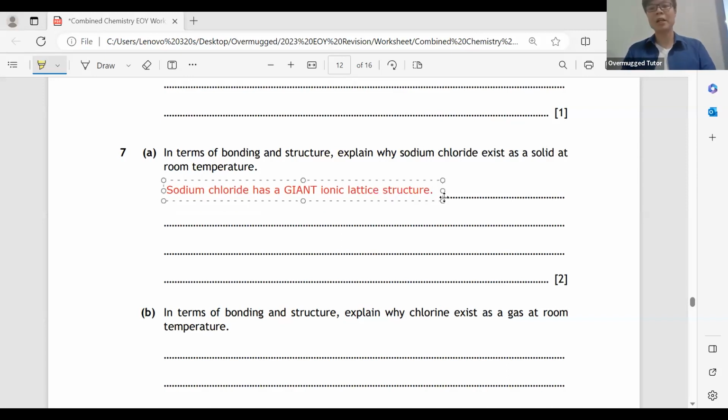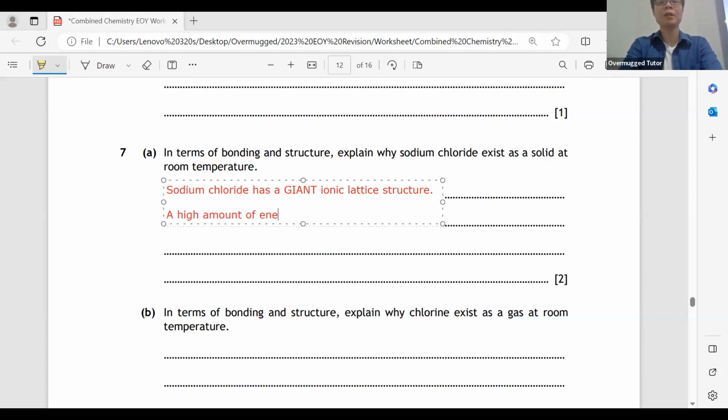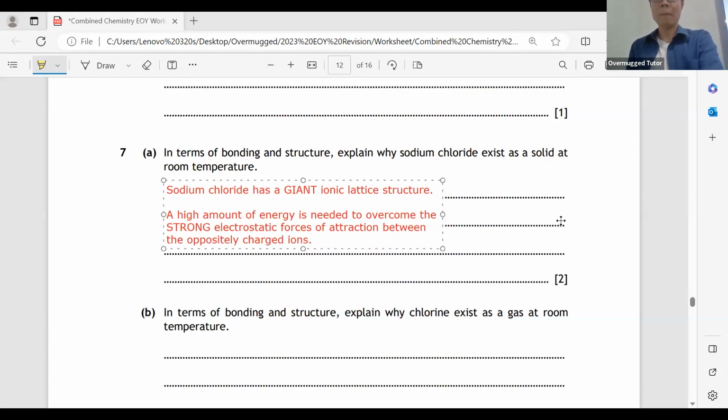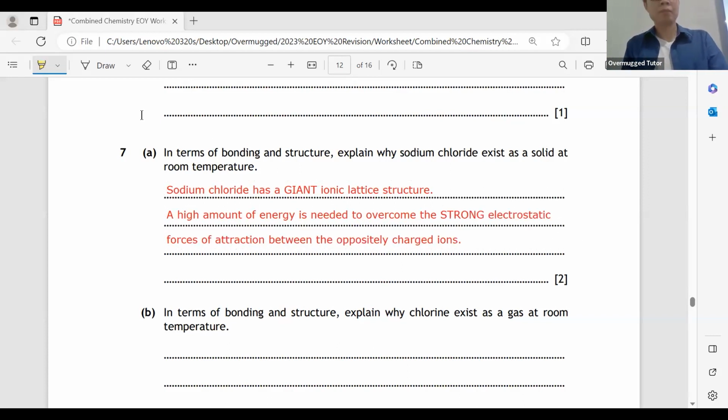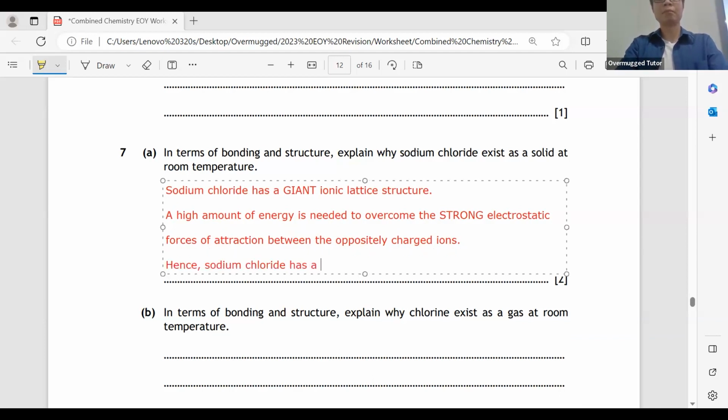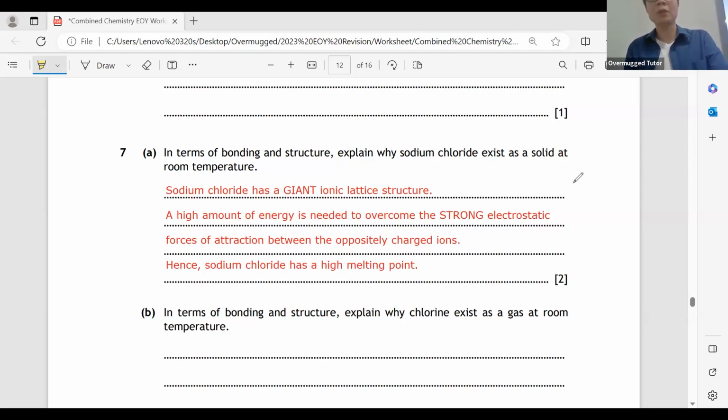Okay, giant, right? So how much energy do you think you need? A high amount of energy is needed to overcome the strong electrostatic forces of attraction between the oppositely charged ions. Then you just conclude. Hence, sodium chloride has a high melting point. If something has a high melting point, then it will exist as a solid. So 4 points for 2 marks.